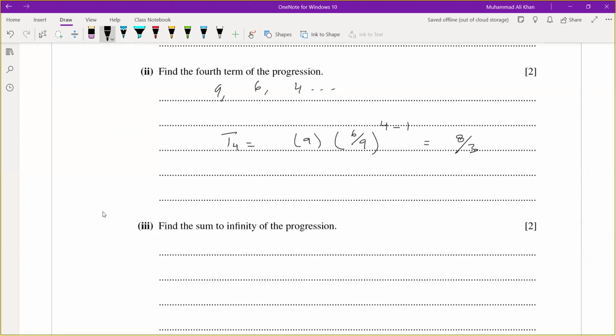Now, what is next? Sorry, third part is find a sum to infinity of the progression. Sum to infinity formula, a over 1 minus r. What is a? 9. What is r? R is 6 over 9. So according to this, the sum up to infinity is 27. This is the final sum up to infinite. मजीद आगे चलते हैं.